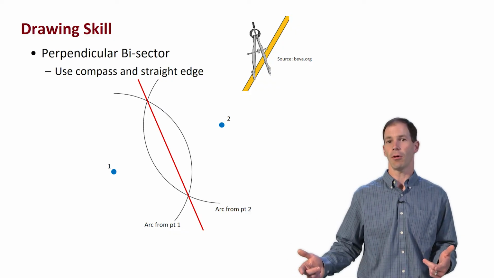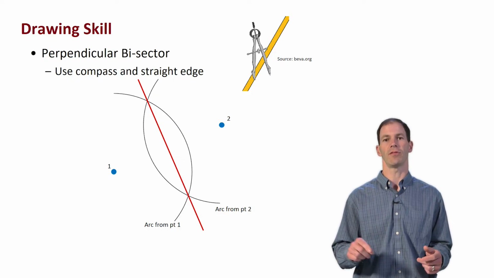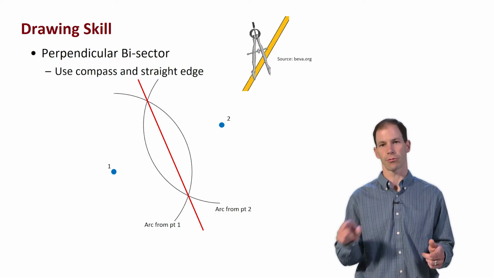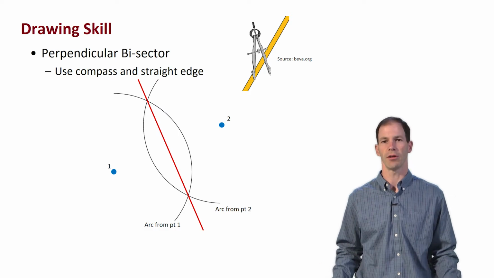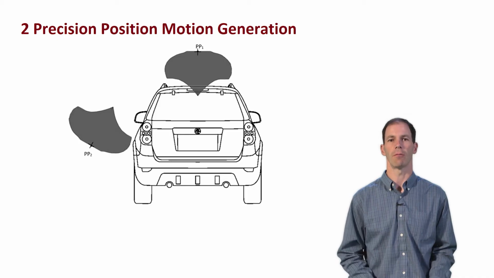If I add a 3rd point and now do perpendicular bisectors of multiple points, you can imagine that I would find the center of a circle that goes through 3 points. So a very useful skill as we're doing graphical synthesis. All right, so let's get to the actual problem at hand.